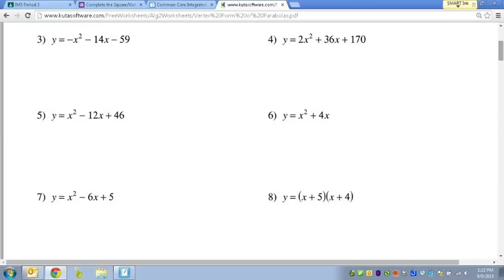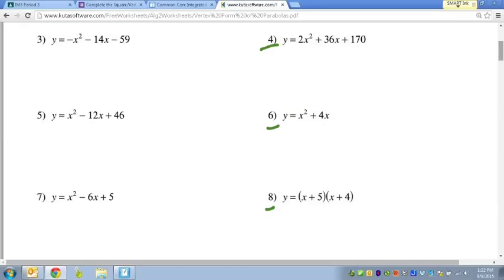So I'm going to do number 4. I'm also going to take a look at number 6 and number 8. Okay, so I'm going to do those ones, but just to get us warmed up, let's do number 7 together. Just to get us warmed up here, what I'm talking about is completing the square.